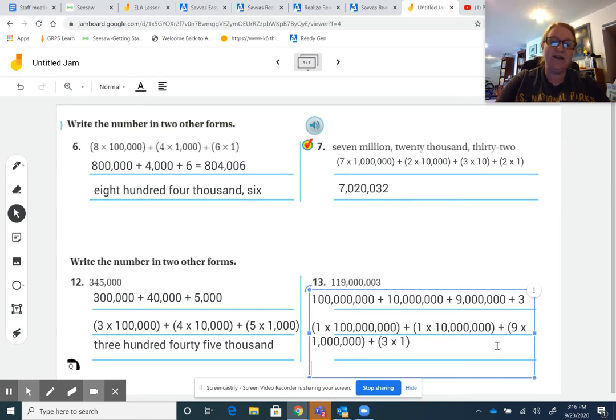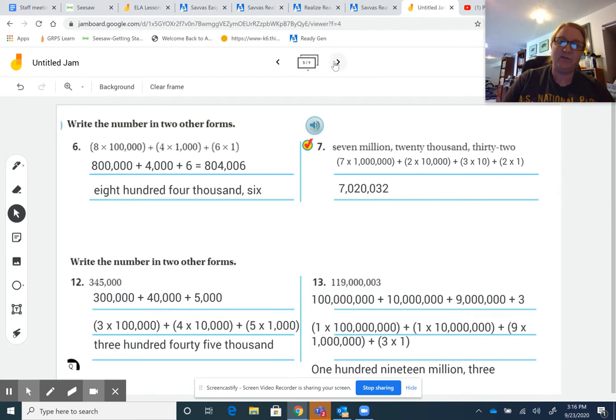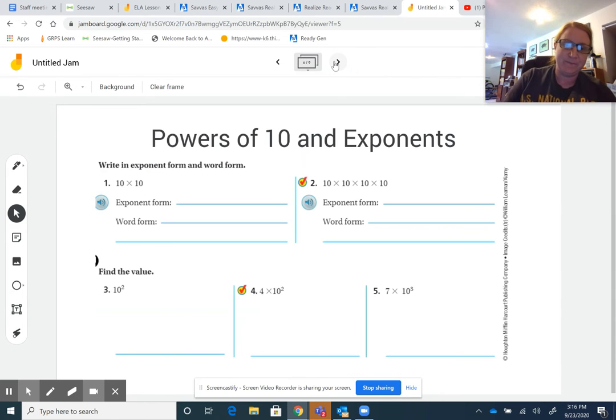And then we can write it out, and we have 119 million 3. All right. Hopefully that helps a little bit. There should be some practice of that on your assignment today. Next, we have powers of 10.